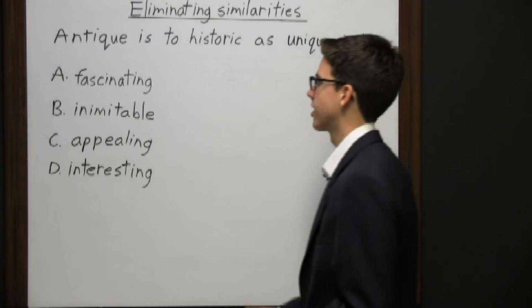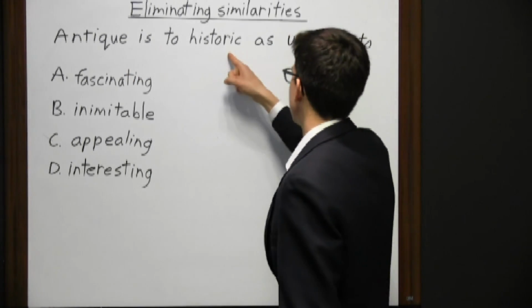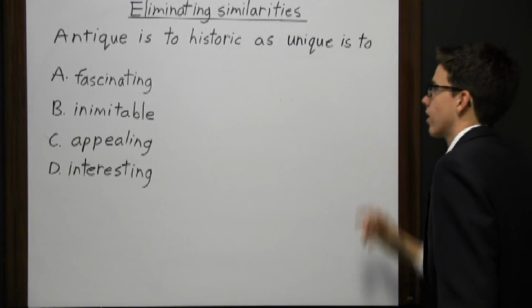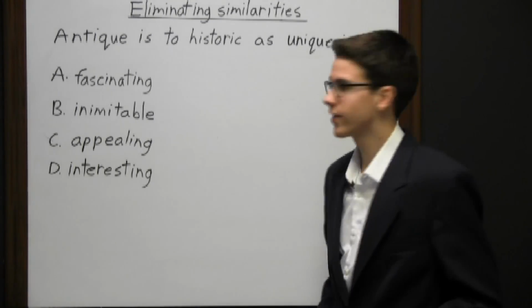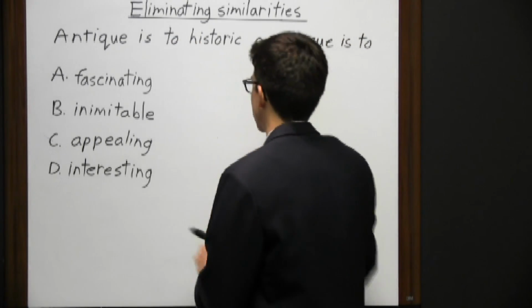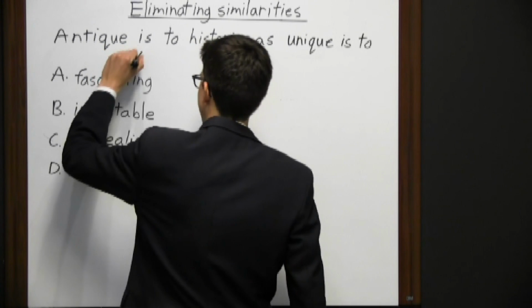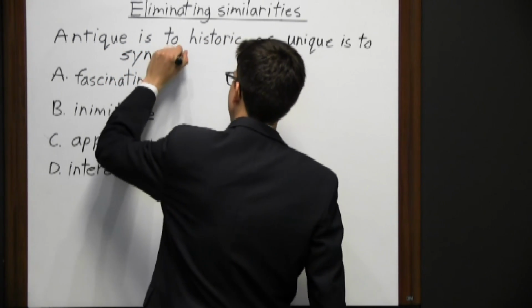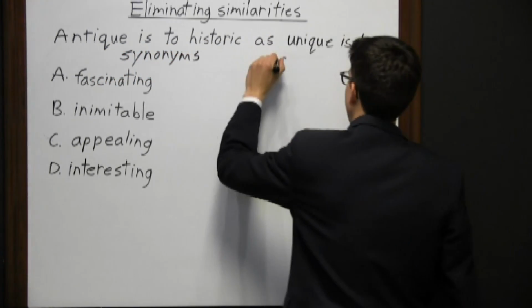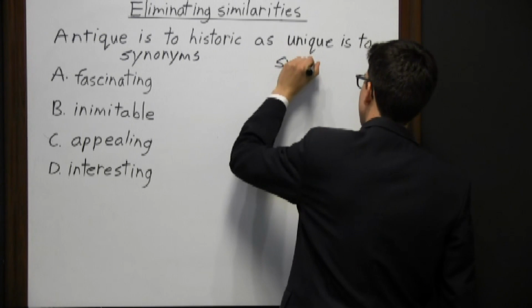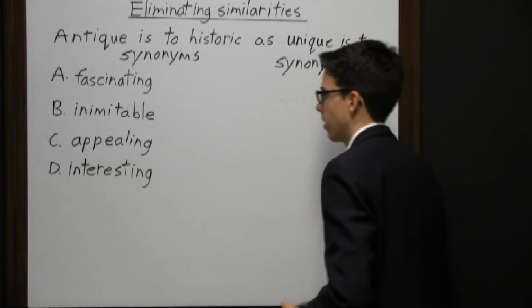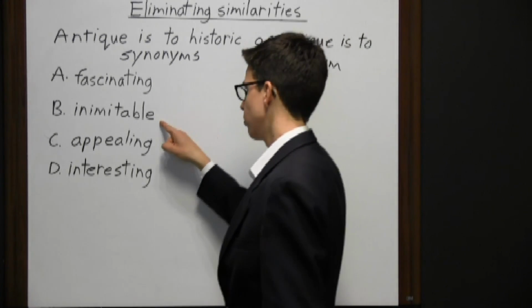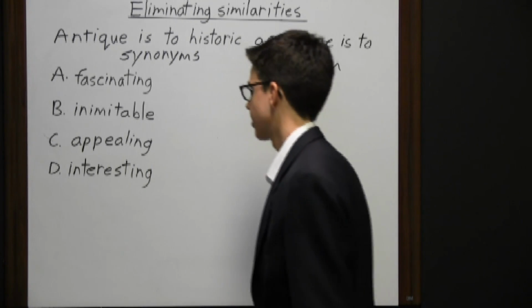Up here on the board is an analogy. Antique is to historic as unique is to blank. First, we need to determine the relationship between antique and historic. The relationship here is that they are synonyms. So we need to find a synonym for the word unique. We have four options: fascinating, inimitable, appealing, and interesting.